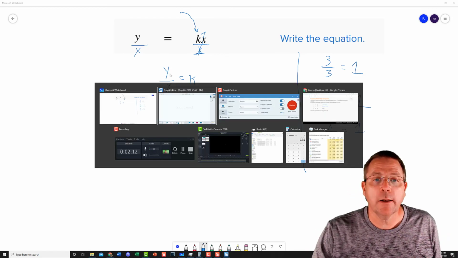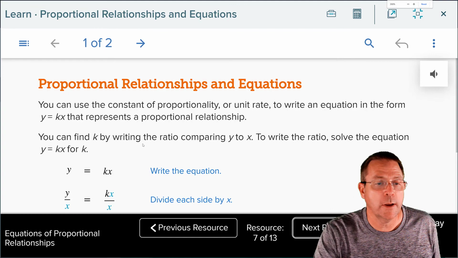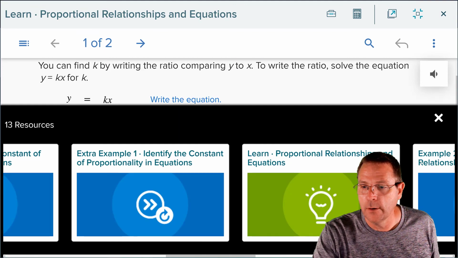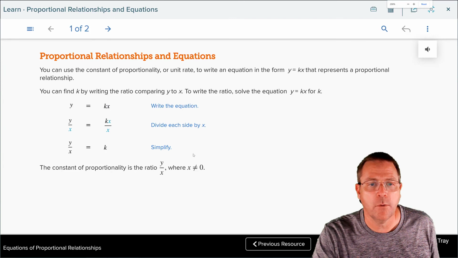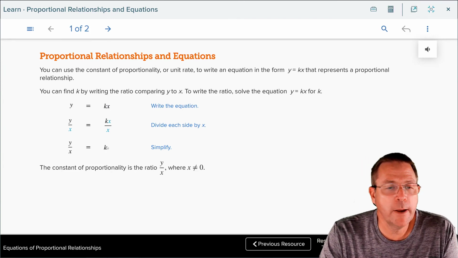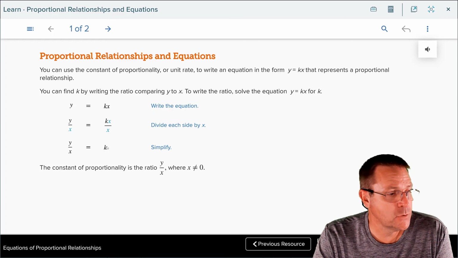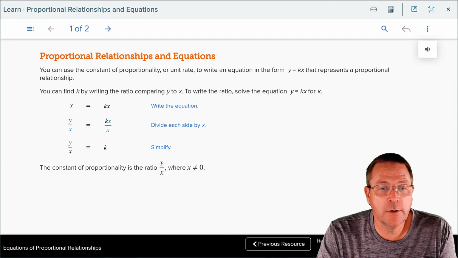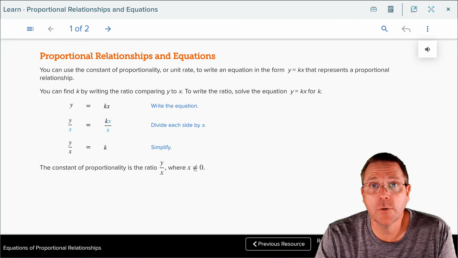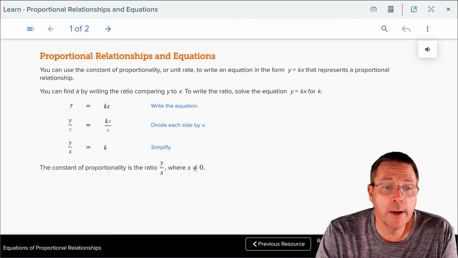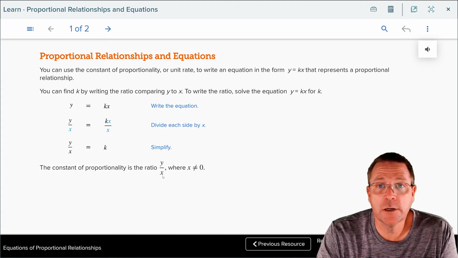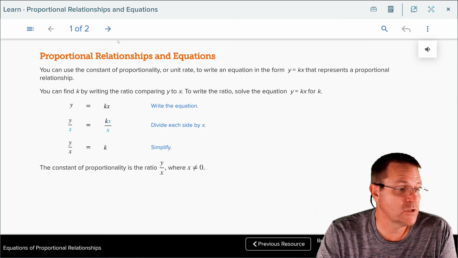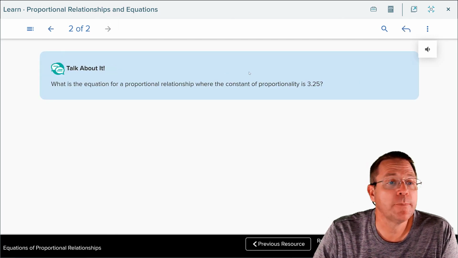That is exactly the point they're trying to make in their information right here. So you have y divided by x is equal to k, and that explains why it is that way. Important thing to note, the constant of proportionality, the ratio y divided by x, only works where x is not equal to 0. We're going to talk more about that later this year, but if x is equal to 0, that means you have a number divided by 0, which creates an imaginary number. Scary things happen with imaginary places.